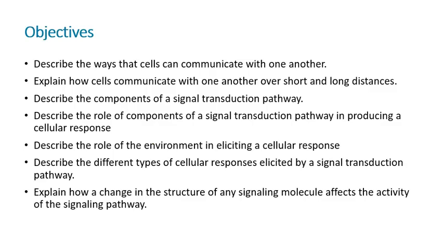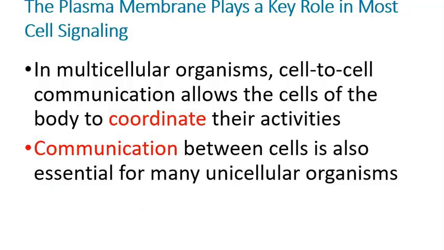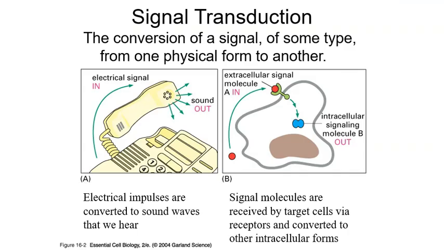Here's some objectives. Definitely, if you know all these, you should be prepared for the quiz. So in multicellular organisms, cell-to-cell communication allows the cells of the body to coordinate their activities. Again, this is multicellular organisms. And so, like us, communication is essential. I mean, we're maintaining homeostasis, and it's essential for a lot of different functions that we control, okay? Even when you're feeling stressed, that's communication.